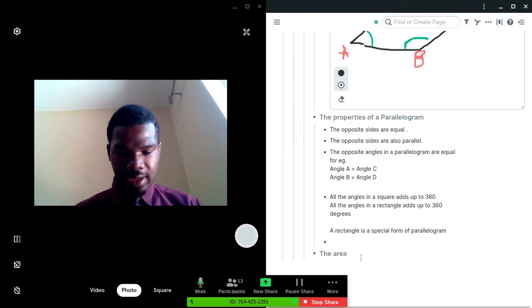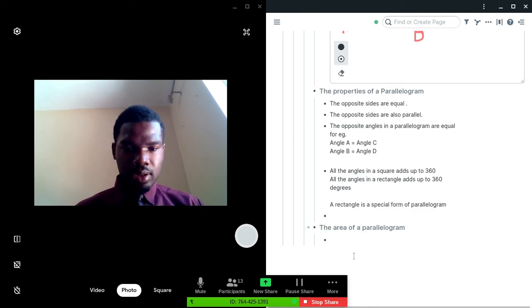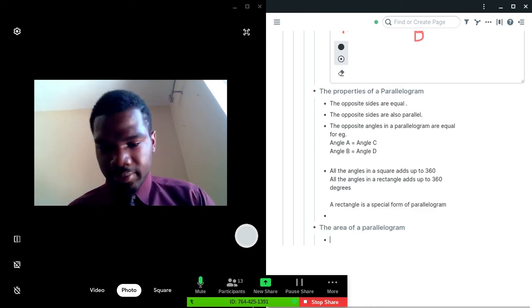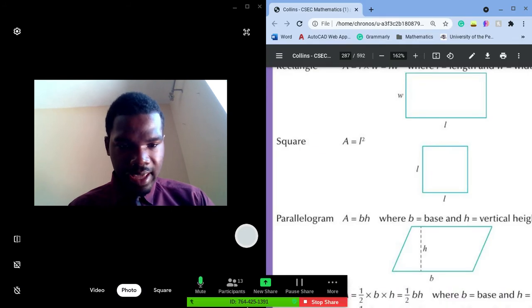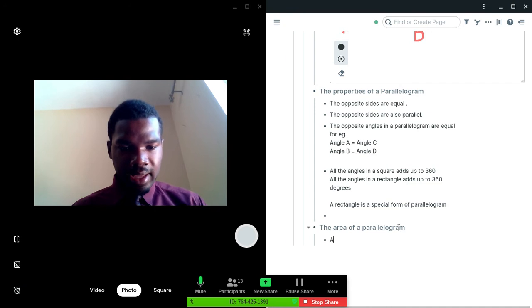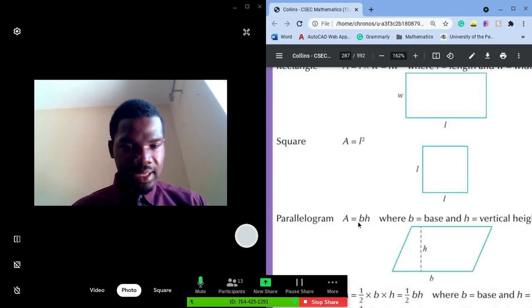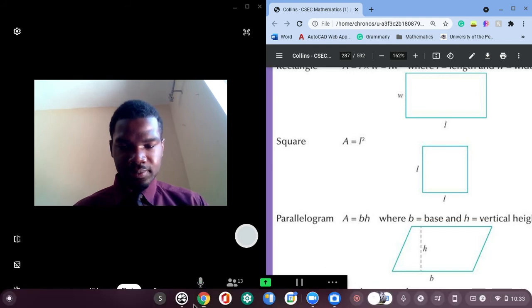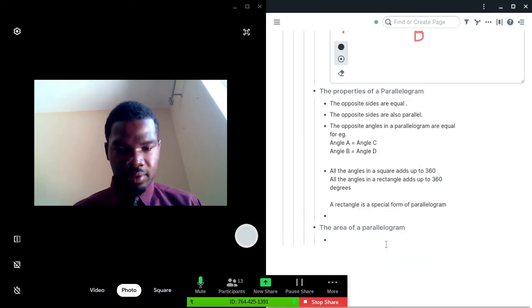There we go. The area of a parallelogram. Okay. How do we express area again? We say it is A, right? Capital A. So the area A is going to be equal to B times H. Let me put it in a formula for you. A is equal to B times H.